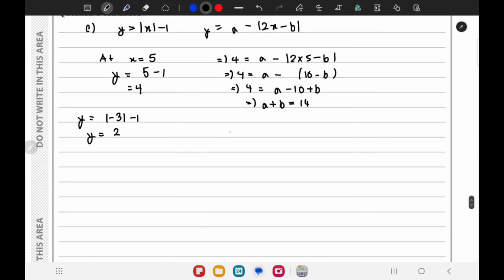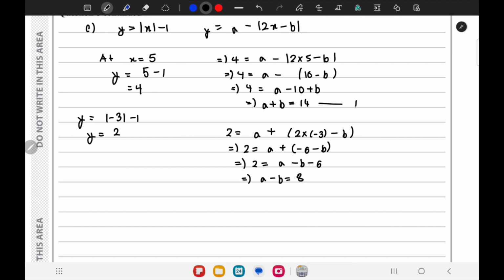So we'll get 2 equals a minus 2x minus b. In this case, we'll do a plus over here, and in here we'll get 2 into minus 3 minus b. So 2 equals a plus minus 6 minus b. Therefore 2 equals a minus b minus 6. Therefore a minus b equals 8. So this is equation 1, this is equation 2.